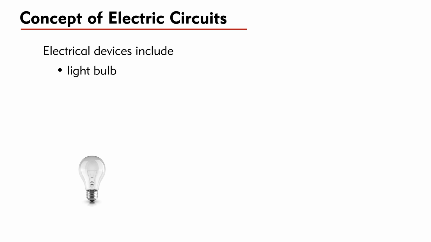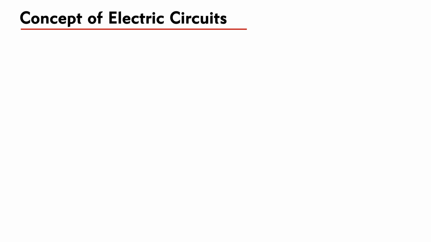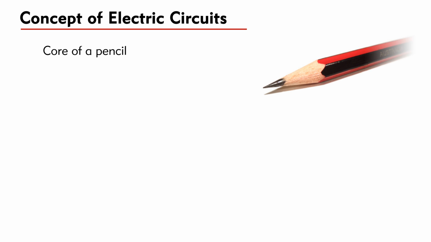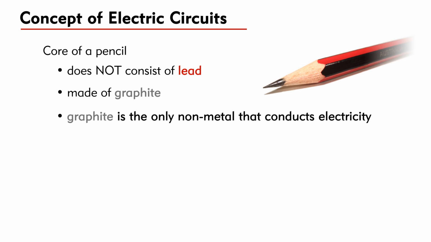The electrical device can be a light bulb, a rice cooker, a water heater, or an electric fan. In our experiment, the electrical device is the core of a pencil. Note that the core does not consist of lead. Instead, it is made of graphite. Graphite is a special form of carbon. It is the only non-metal that conducts electricity under normal conditions.